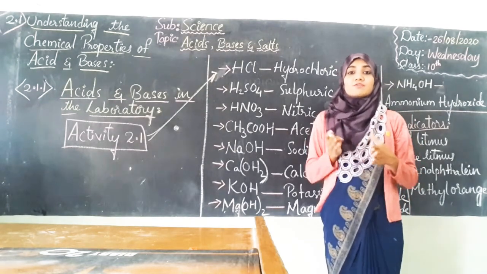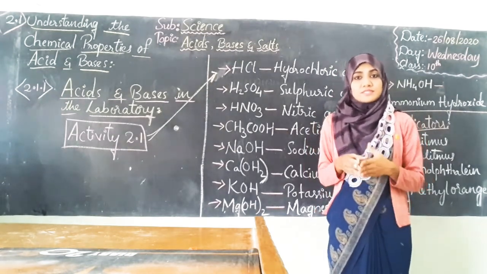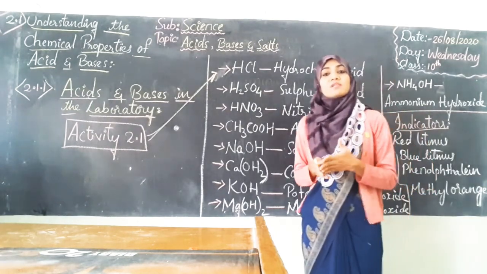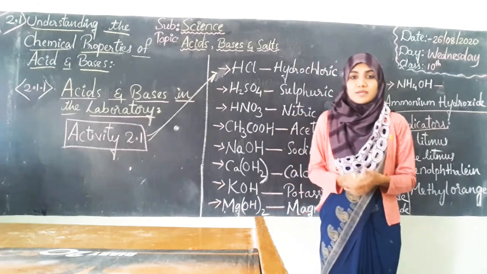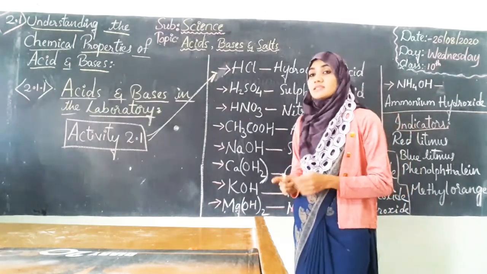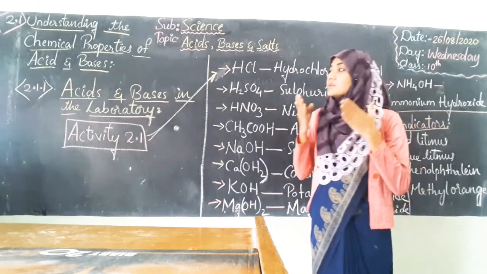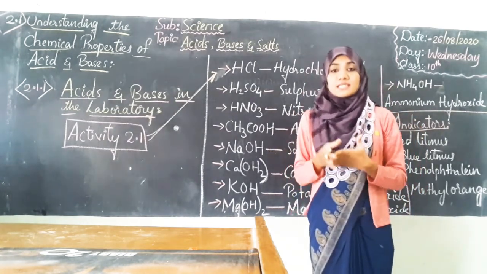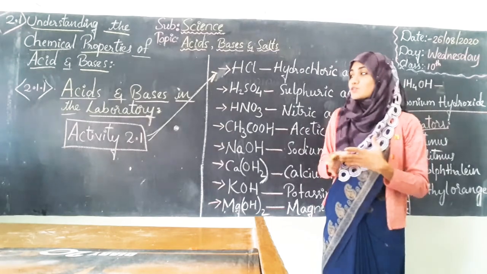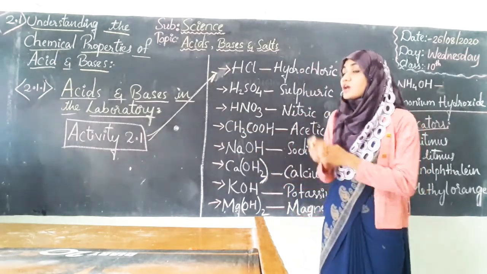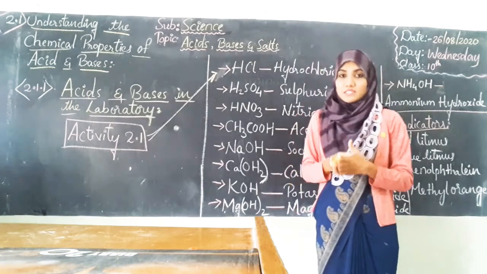In the previous class, we got to know about the physical properties of acids. Today, we shall understand the chemical properties of acids and bases. But to understand the chemical properties of acids and bases, we need to perform some activities in the laboratory. So we shall understand them through our laboratory activities.